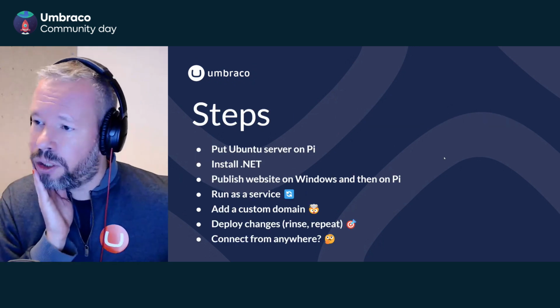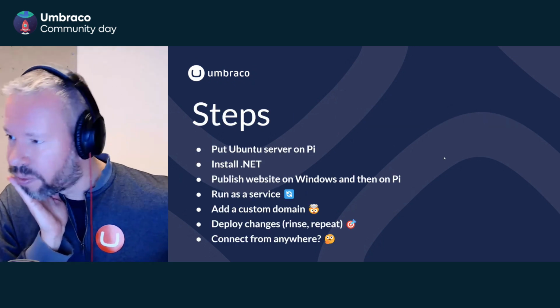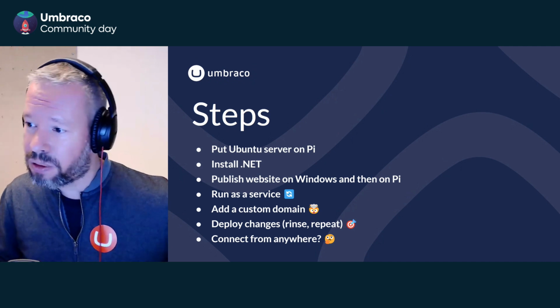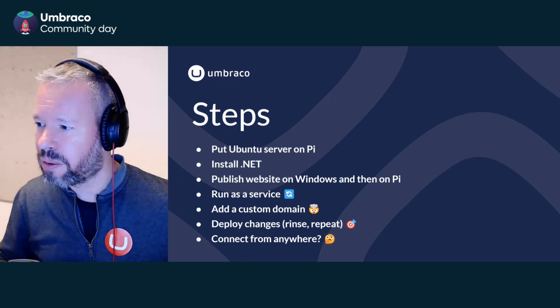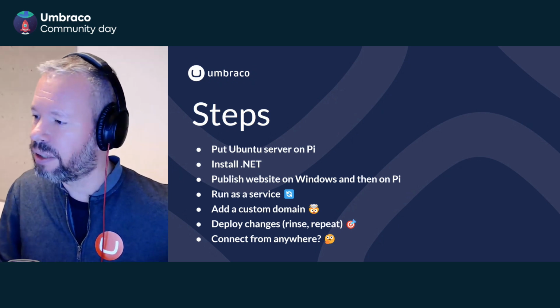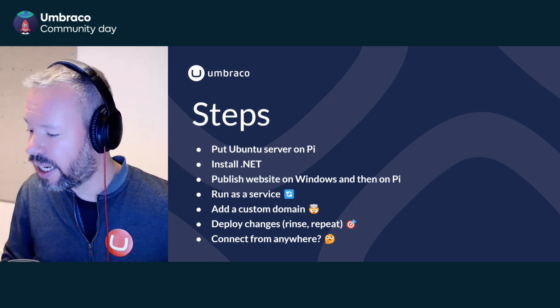Right, what are the steps to get going? First of all, you need a Raspberry Pi. Then you put Ubuntu server on it, install .NET, publish a website, maybe on Windows or whatever other machine you have laying around, and then publish it to the Pi.